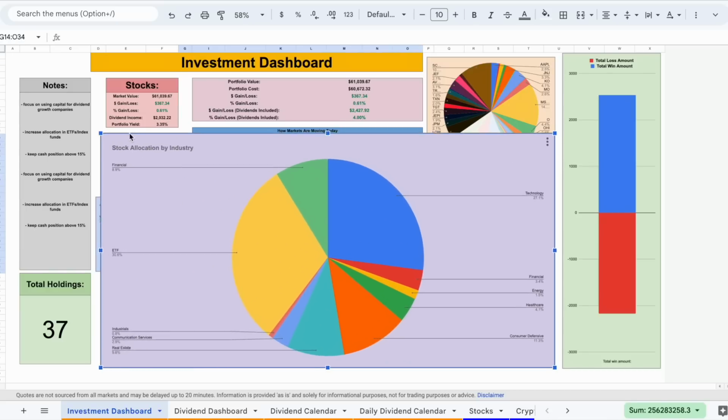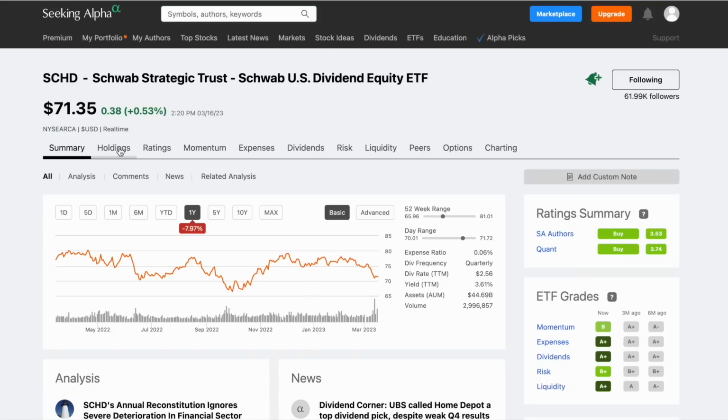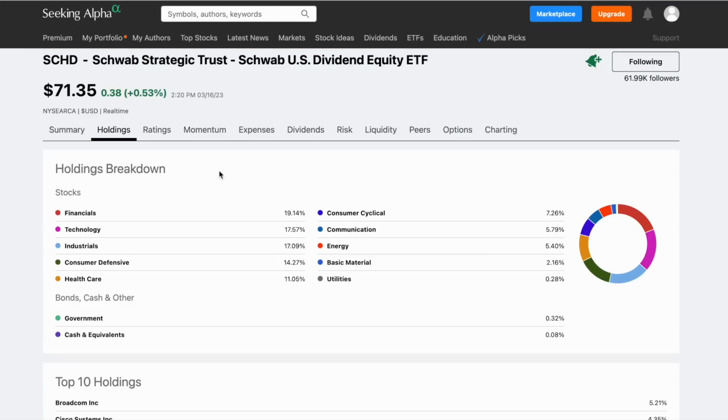And we can see again, ETFs now make up 30.6% of my dividend portfolio. And like we saw here, SCHD is almost 11%. We can see technology also at 27% and financials at about 9%. But if we jump back over to Seeking Alpha, let's go ahead and look at the holdings. One of the things you'll notice about this fund is 19.14% of the holdings in this fund are financials and 17.57% is technology.